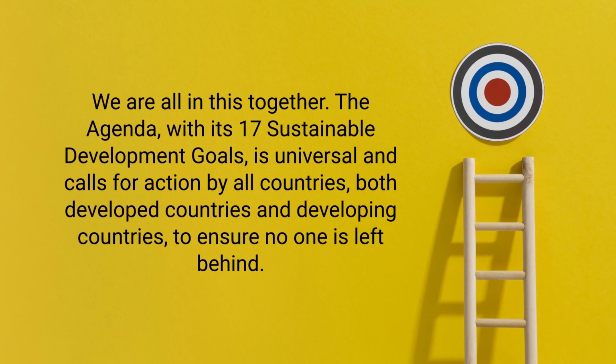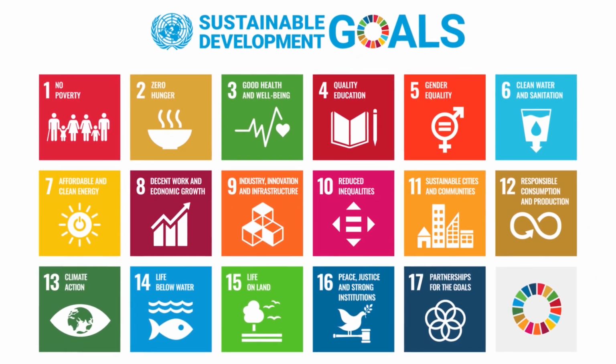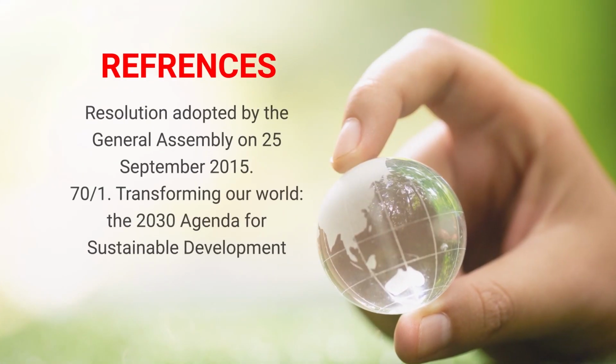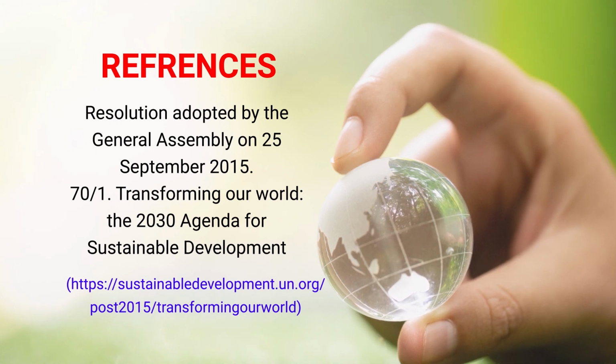The agenda with its 17 sustainable development goals is universal, and it calls for action by all countries, both developed and developing, to ensure no one is left behind. In this session, we have learned about the 17 sustainable development goals and why the SDGs are needed for a sustainable planet, or global sustainability.